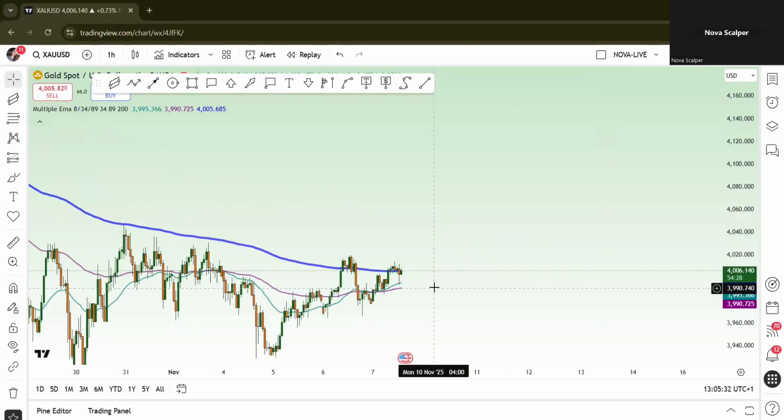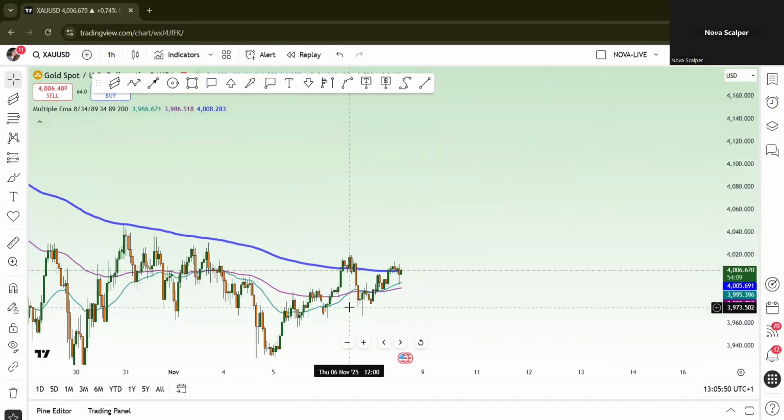The previous lesson I introduced to you was about candlestick patterns, right? One candlestick pattern, double candlestick pattern, and three candlestick pattern. All right. And in today's lesson, I will introduce to you how we can combine the candlestick pattern with the price action pattern.